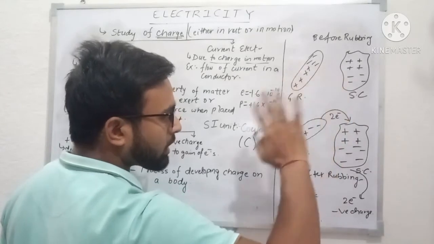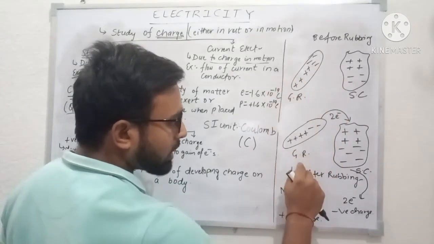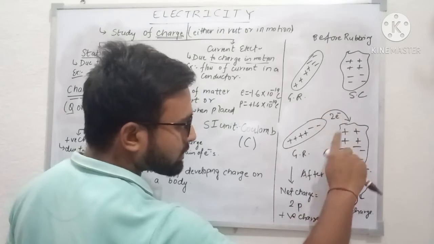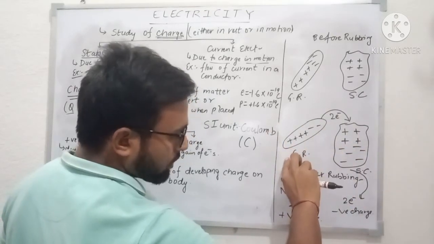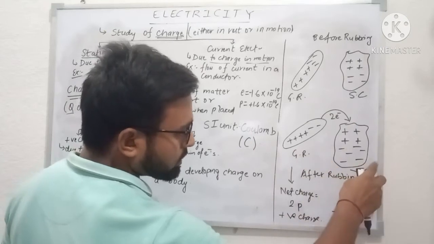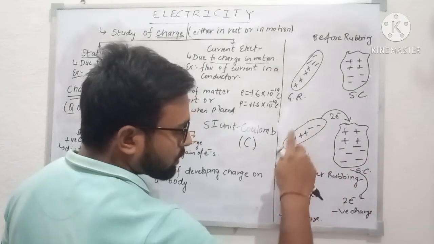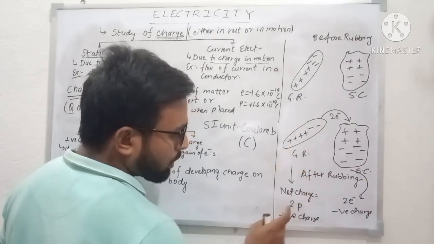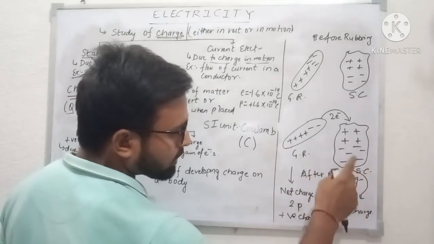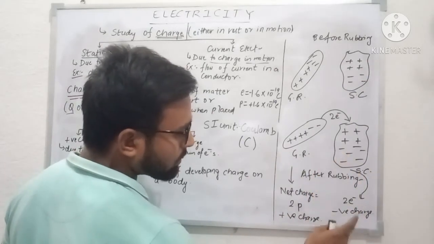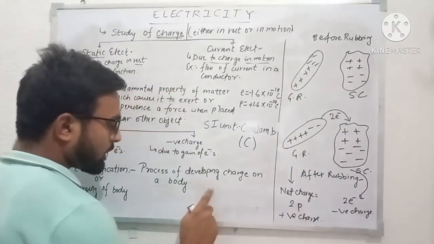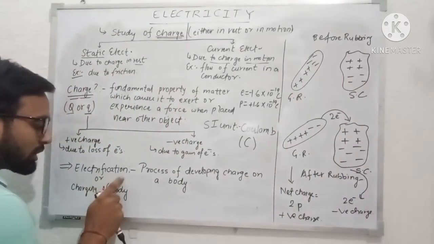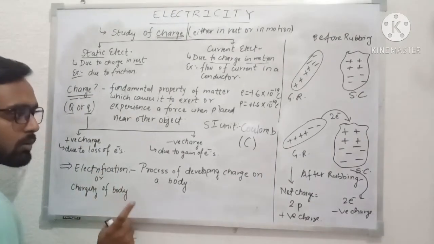When these bodies are rubbed, the loosely bound electron of the glass rod is lost to the silk cloth, and one kind of charge is acquired on the glass rod and a different kind of charge on the silk cloth. Due to loss of electron, the charge acquired on the glass rod is positive charge, and due to gain of electron, the charge acquired on the silk cloth is negative charge. This whole process of developing charge on any body is called electrification or charging of body.